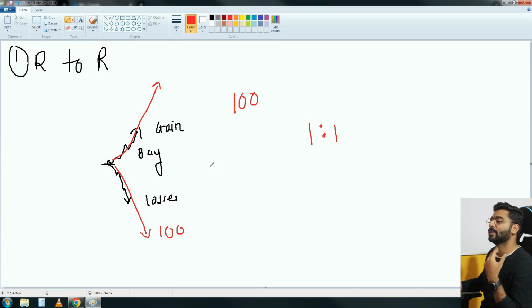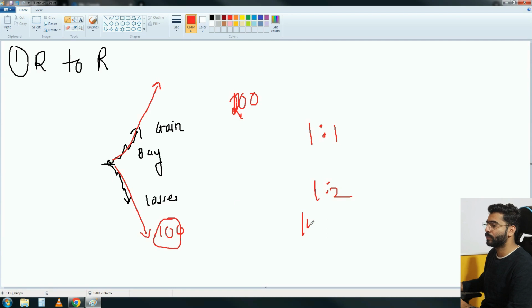But let's say in some other scenario, right? If I can see the market goes up and I'm targeting a minimum of 200 rupees as a profit, right? But if in case market goes against me, I'll be losing 100 rupees. So that we call a 1:2 risk to reward, because I'll be making, sorry, I'll be losing 100 rupees, but if I gain, I'll be making at least 200 rupees. So this is what we call risk to reward.